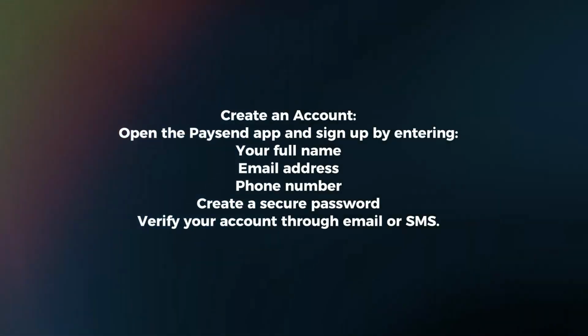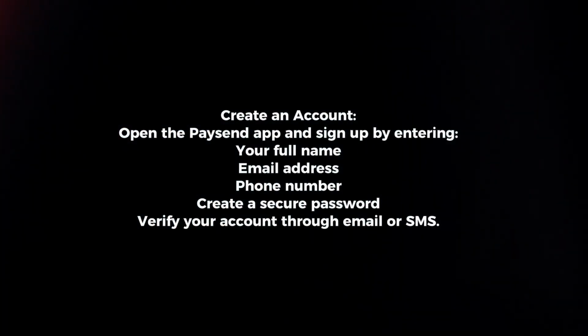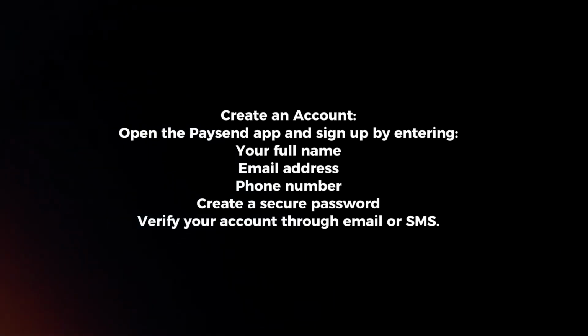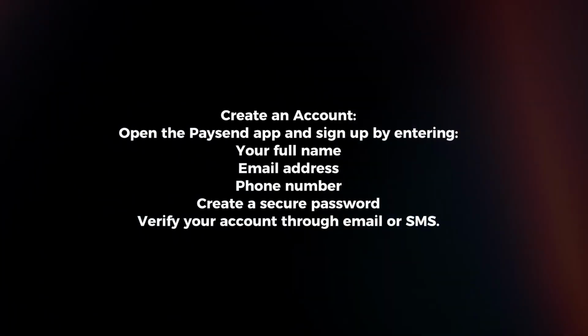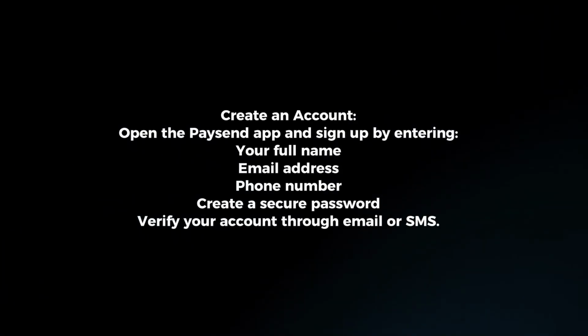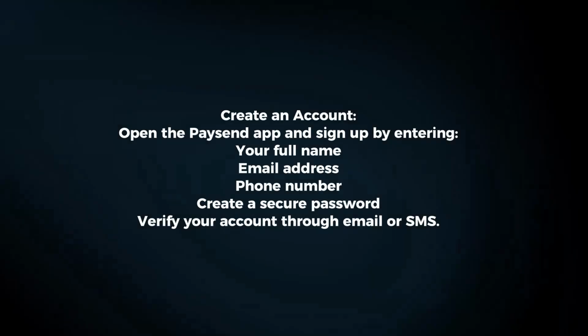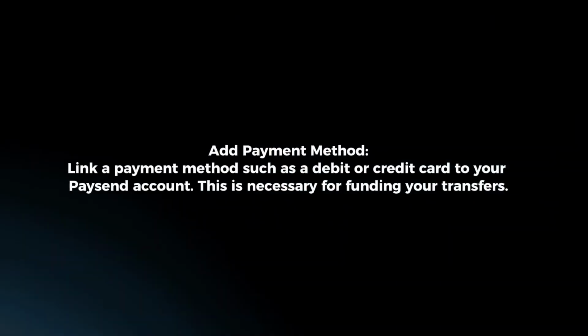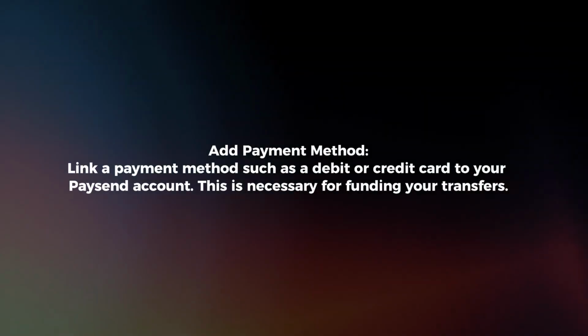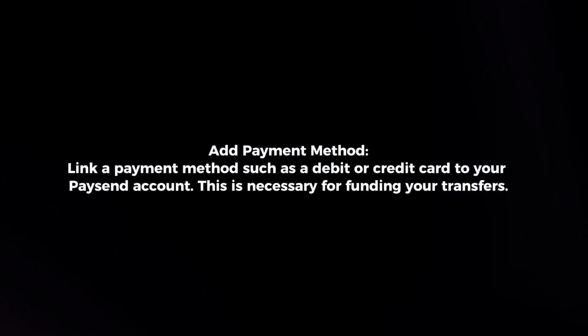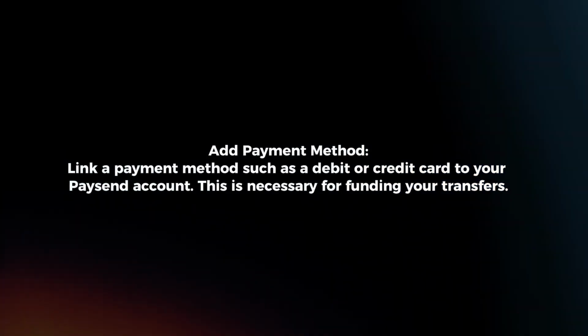Create an account. Open the Paysend app and sign in by entering your full name, email address, phone number. Create a secure password. Verify your account through email or SMS. Add payment method. Link a payment method such as a debit or credit card to your Paysend account. This is necessary for funding your transfers.